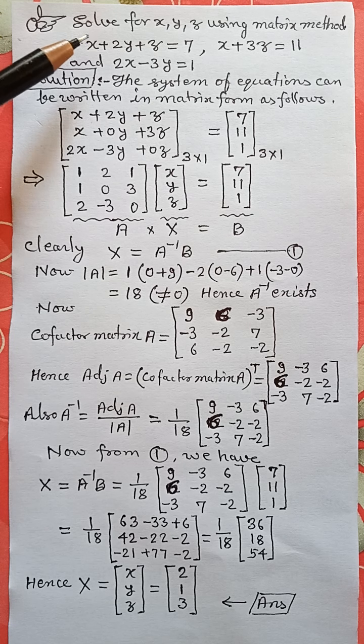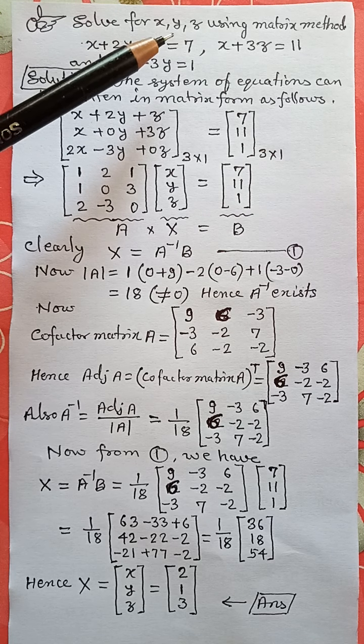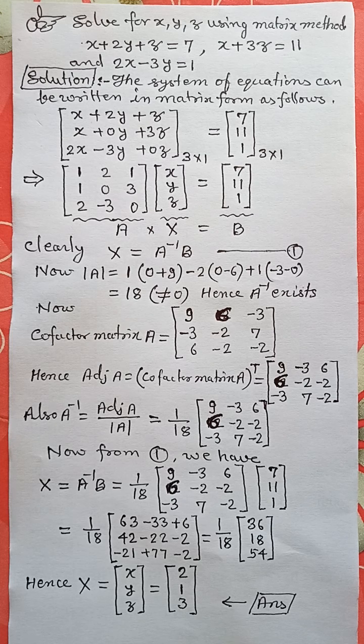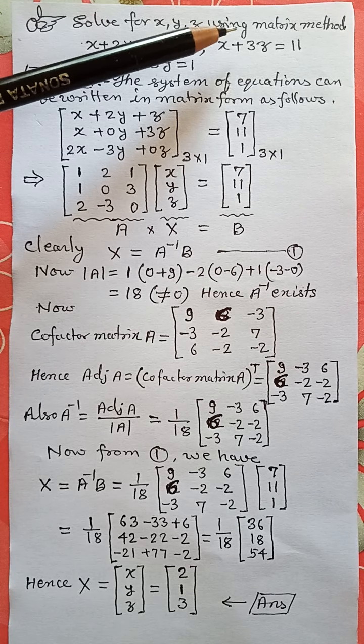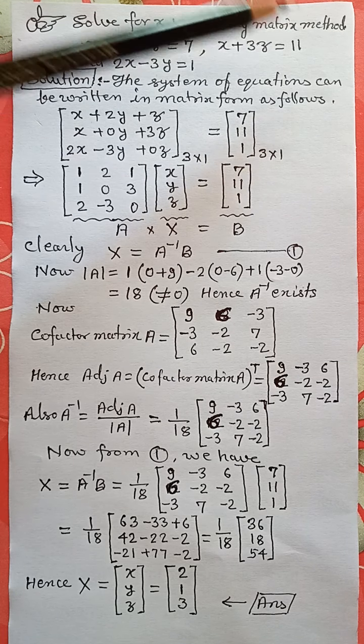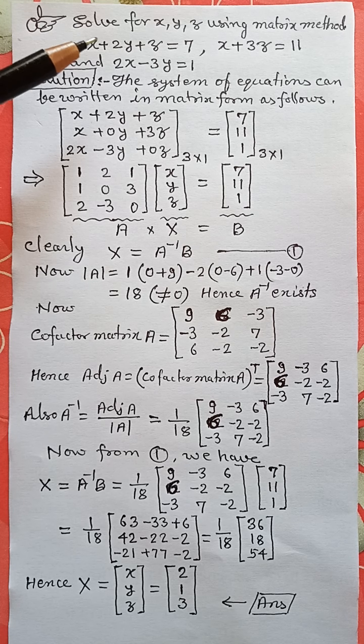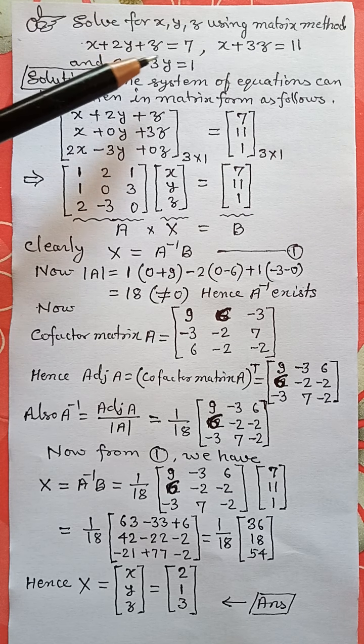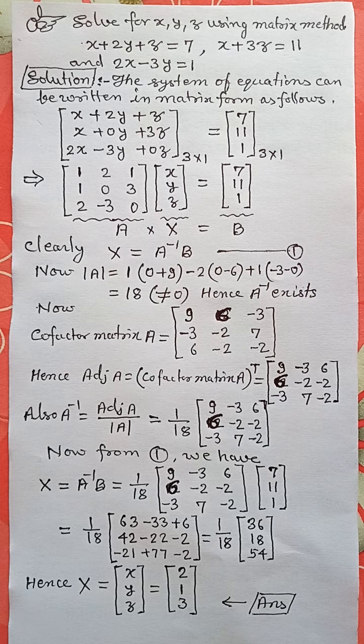Here the first equation is x plus 2y plus z is equal to 7. The second equation is x plus 3z is equal to 11. And the last equation is 2x minus 3y is equal to 1. Now this system of linear equations in three variables x, y, z can be written in matrix form as follows.